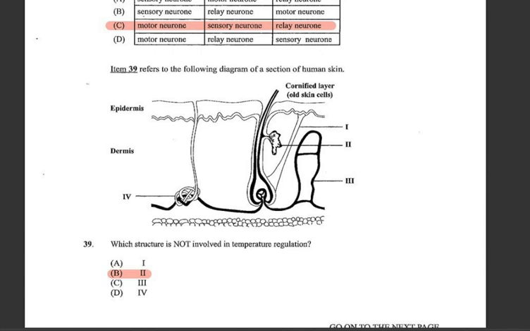The reason why the dermis is not involved in temperature regulation is because the dermis is the inner, main layer of the skin. The dermis is normally a connective tissue made up of blood flow, oil and sweat glands, nerve fibres and other structures. So that would not have temperature regulation. Good. Moving along.